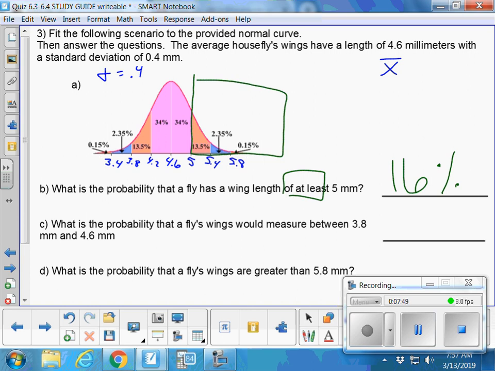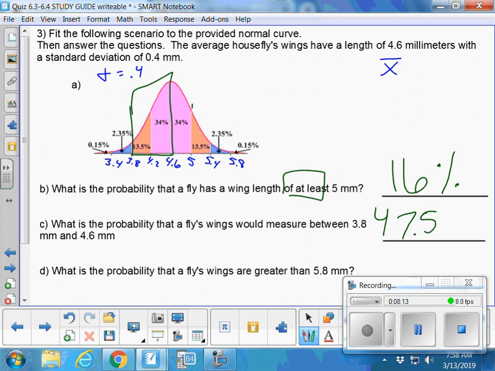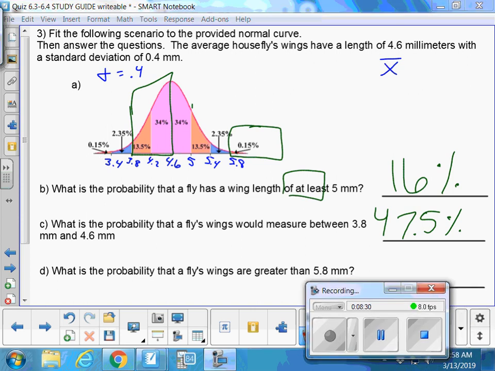All right, I'm going to erase my markings. Part B. What is the probability that a fly's wings would measure between 3.8 and 4.6? Well, that was pretty easy because they're flat out saying between 4.6 and 3.8. So these zones right here. 47 and a half. That's the one I was thinking earlier. And then, what is the probability that a fly's wings are greater than 5.8? This is a really small space. 0.15%.